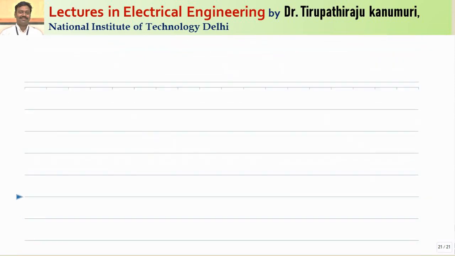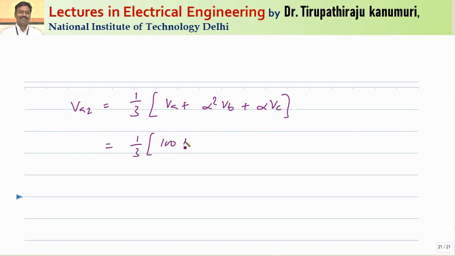So similar way I can calculate the value of VA2. So VA2 will be equal to 1 by 3 times of VA plus alpha square times of VB plus alpha times of VC. So this will be equal to 1 by 3 times of 100 at an angle of 0 degrees plus this is 35 at an angle of, so I have to multiply with alpha square. Alpha square means minus 120. So whatever is the angle of VB I am adding, so I am directly writing this answer. So this will become 150 plus third one, when you multiply with alpha, it becomes 400 at an angle of 300. You can just try to do it.